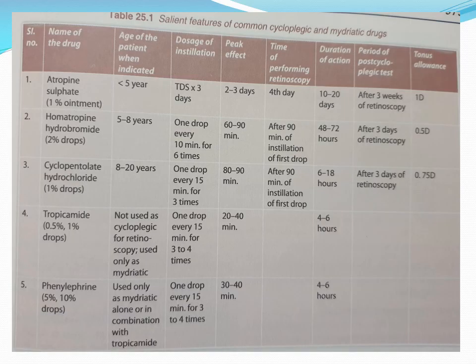So this is a table showing the age of the patients in which the common cycloplegic and mydriatic drugs are indicated, its dosage, peak effect, and time to perform the retinoscopy, its duration of action. So you should know all this.